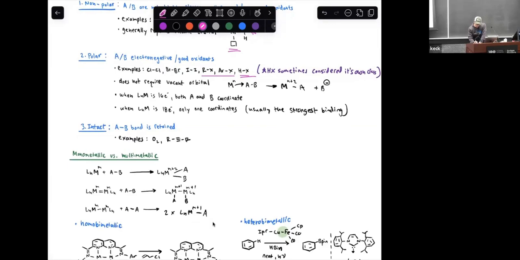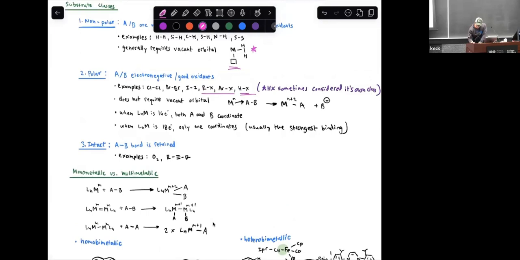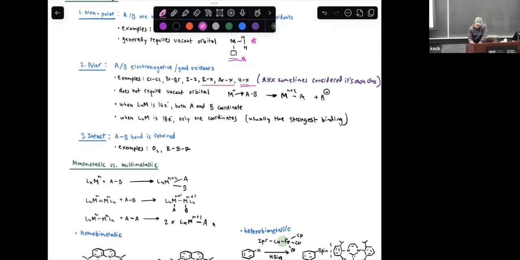As we start to think about the mechanisms here, you'll note that in this case you do not need the vacant orbital that we saw in the previous case, because what is going to happen mechanistically is it's going to be more like an SN2 process, where you directly populate the A-B sigma star antibonding orbital through a quasi-SN2 process, and you're only forming one new bond to the A-B adduct.